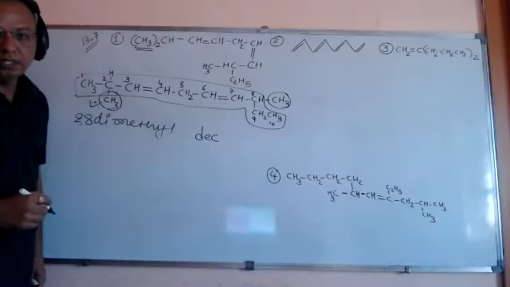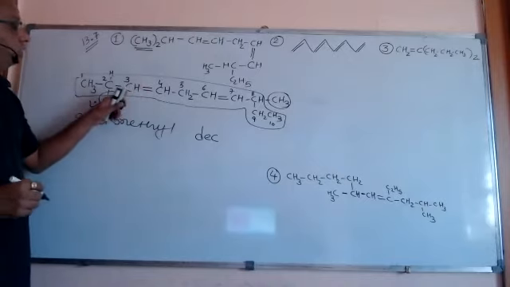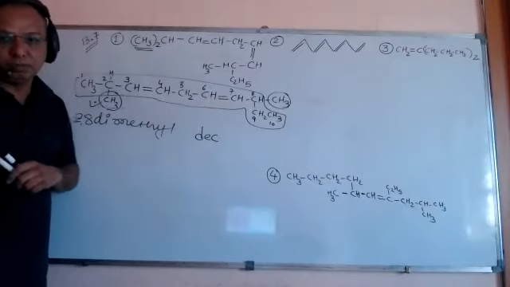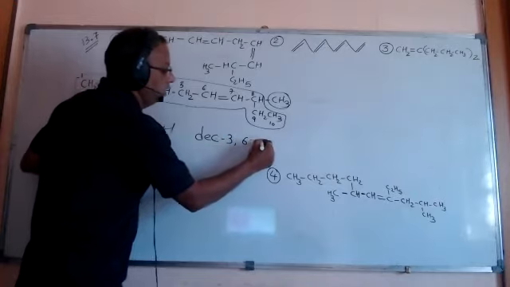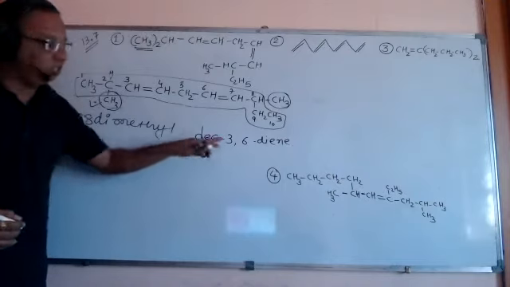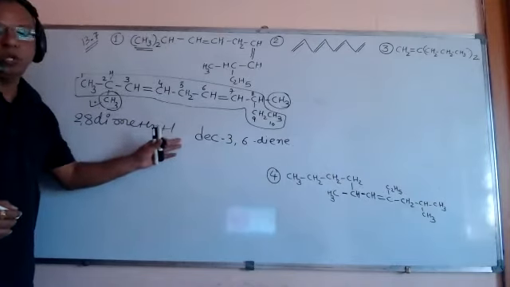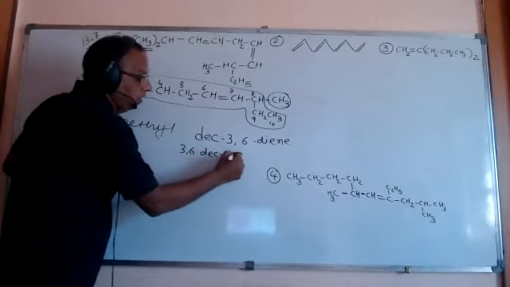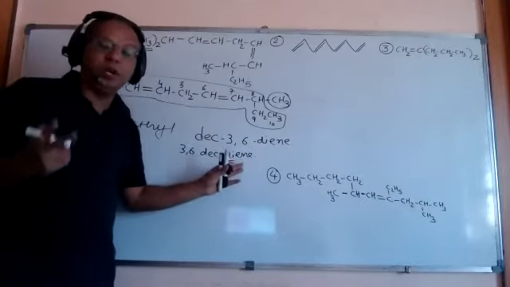Dec means 10 carbons. Then on the third carbon, a double bond is present. On the sixth carbon, a double bond is present. So we should write either 3,6-di-ene. 3,6 can be written either here or in the beginning. Before, you can also write it as 3,6-dec-di-ene. Di for 2 times, ene for double bond.